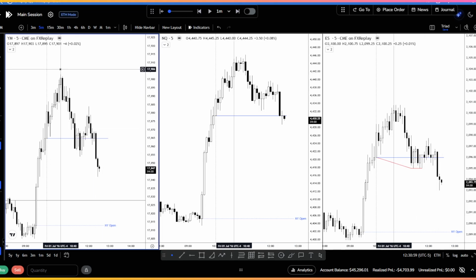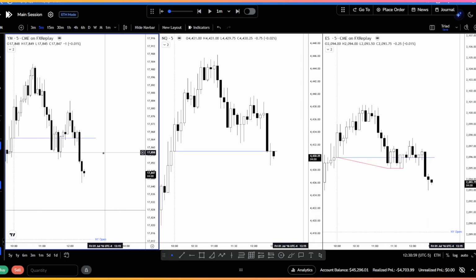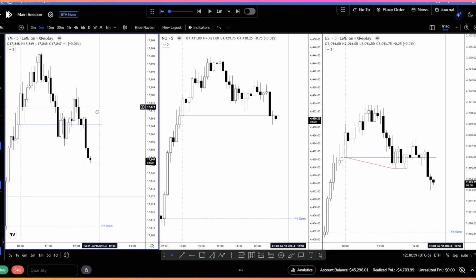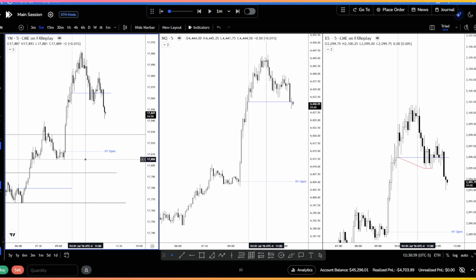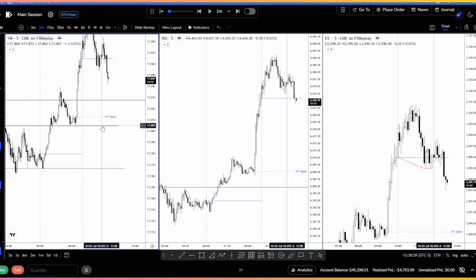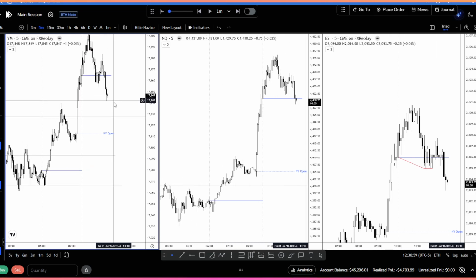You know what? I have this SMT here and it gave me the CSD here, and this is the continuation CSD for me. So this is an entry that I can take, but it will be a positional entry, honestly. And I have to target the New York Open low or the daily open at least.